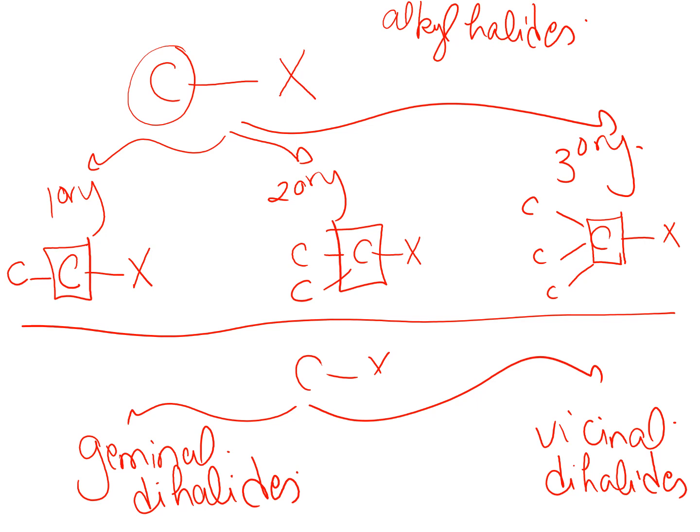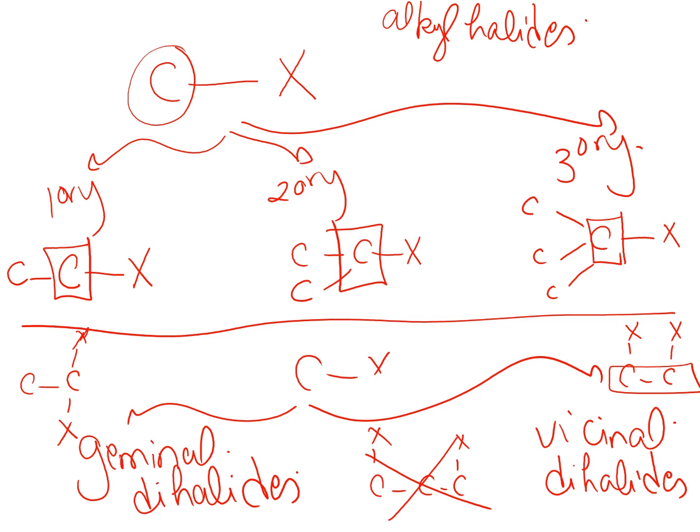If we refer to the dihalides, the geminal dihalides are compounds where they have two halogens attached to the same carbon. The vicinal dihalides are compounds that have two halogens attached to two adjacent carbons. They have to be adjacent. If they are separated, like that, this is not a vicinal. This is a dihalide which is neither geminal nor vicinal. It's just a regular dihalide. So these are the classifications of these compounds.